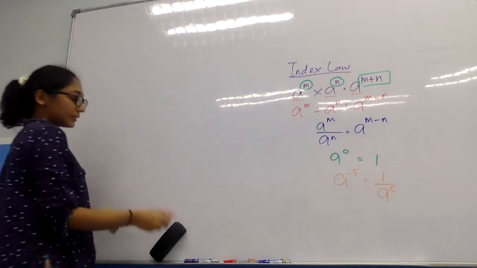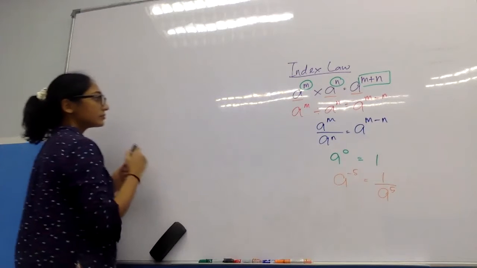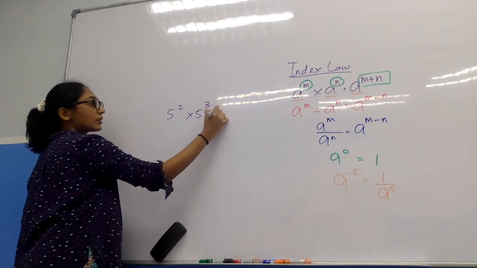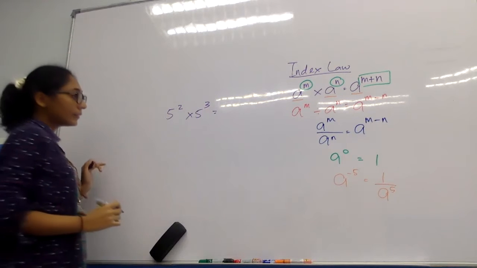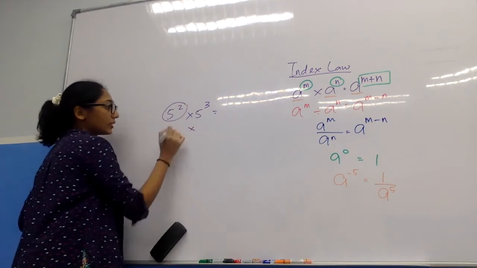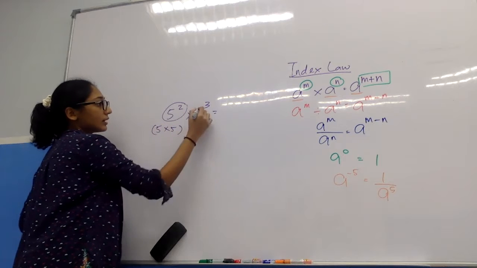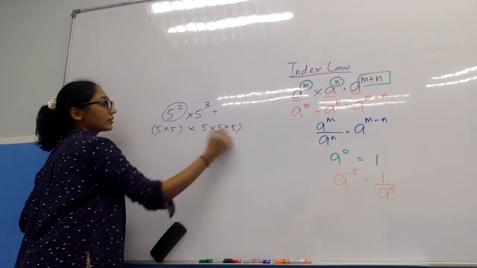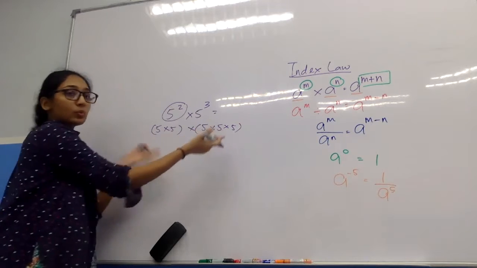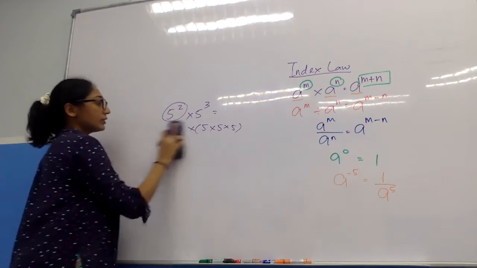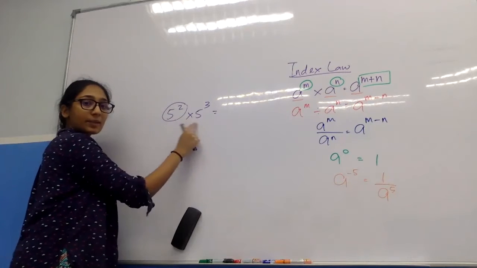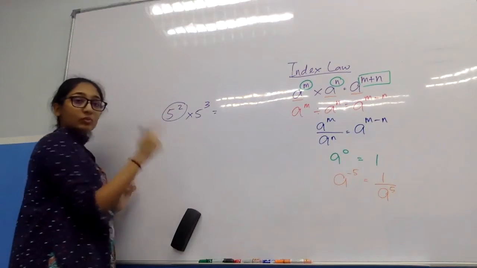So for example, let's say I have 5 squared times 5 cubed. Now I can always write 5 times 5 times another 5 times 5 times 5 because it's 5 cubed. But if I'm going to have like 20 and 50 here, I can't be doing this because it will take forever. So there's a simple way to do it. But remember, both the big numbers, the base numbers, have to be the same. Then only this rule applies.